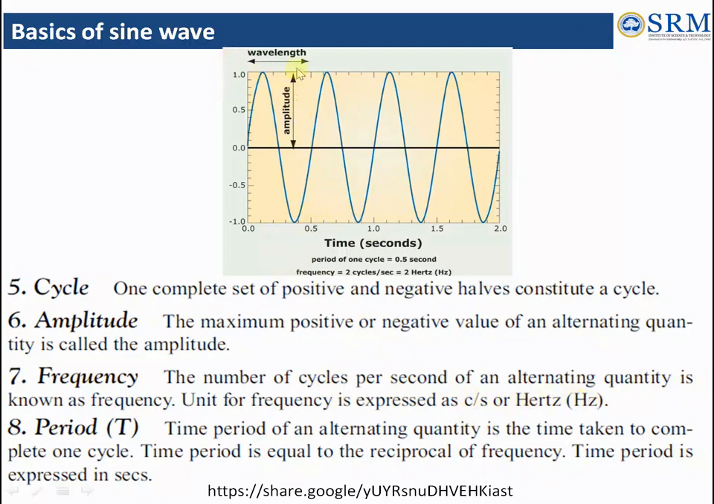Now let us understand what the amplitude is. The maximum positive or negative value of the alternating quantity is called the amplitude, not this complete one. From zero, either the maximum positive value or the maximum negative value is the amplitude.